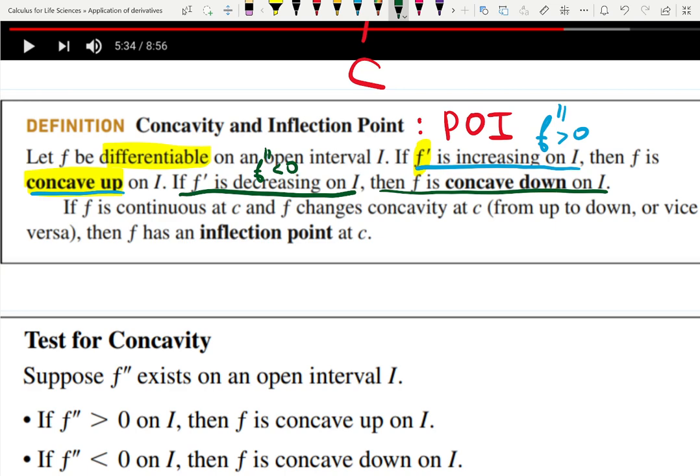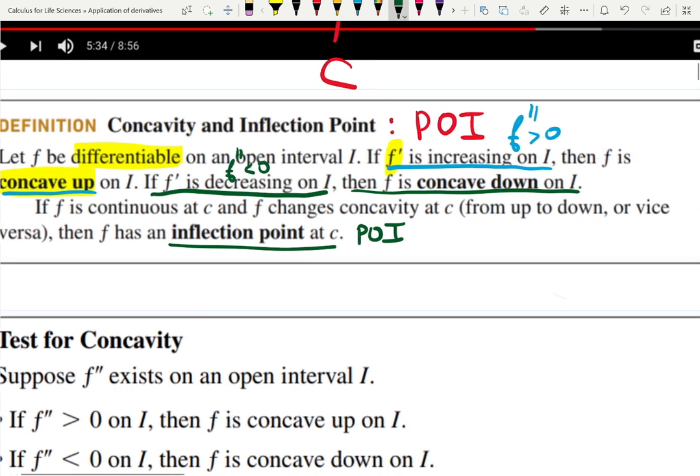If f is continuous at c and f changed concavity at c, we're going to call this point an inflection point or point of inflection. I like POI because it's nice notation. POI, yeah. From up to down.